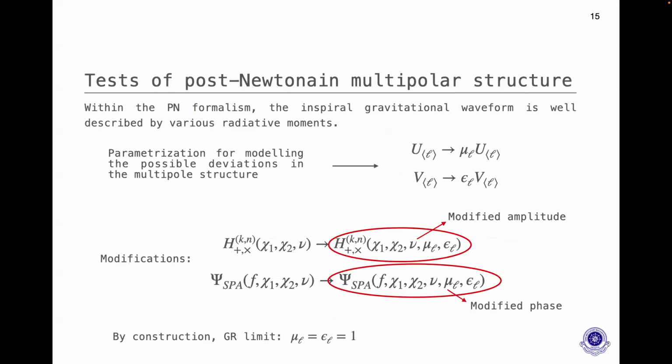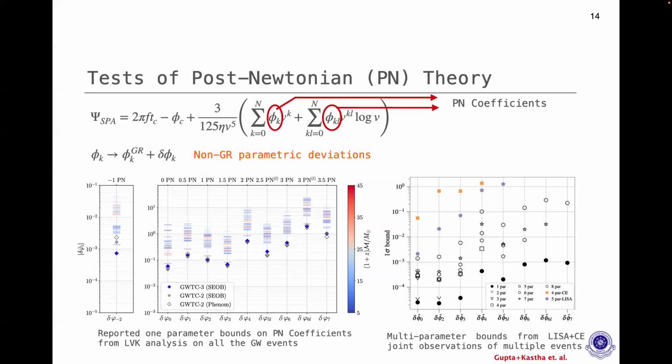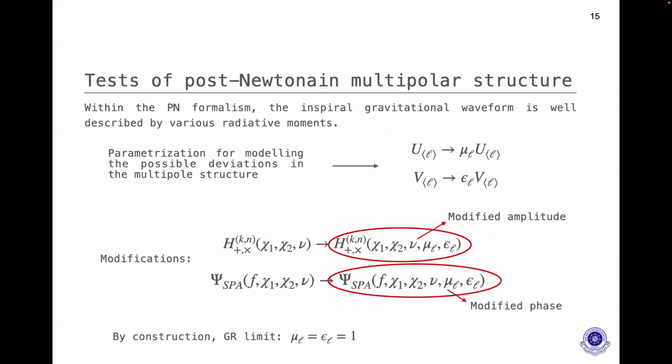Now, as I said, these post-Newtonian coefficients do not really have a physical meaning. So we thought, maybe we don't add the deviation at the level of post-Newtonian coefficients, we add the deviation at the level of multipole moments. The post-Newtonian coefficients can be computed using the multipole moments. There are a total of 7 multipole moments that appear in the 3.5 PN gravitational waveform. So we add 7 parameters.